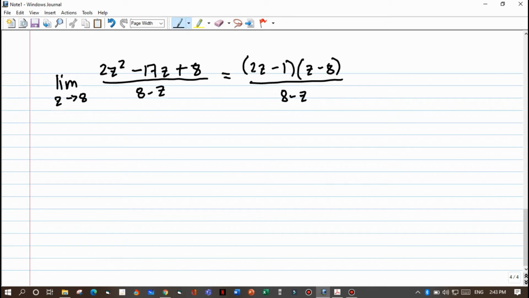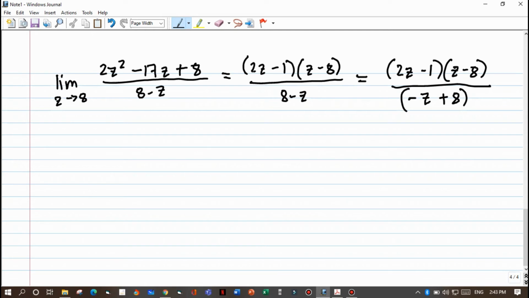So by rearranging the terms, we get the factors for our numerator, 2z minus 1 and z minus 8. Our denominator will now become negative z plus 8. When you rewrite this one, you have to carry its sign. So this becomes negative z and positive 8.